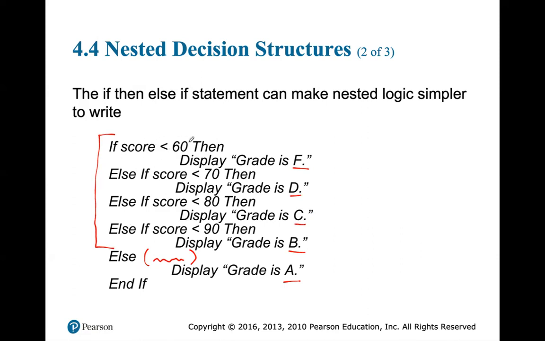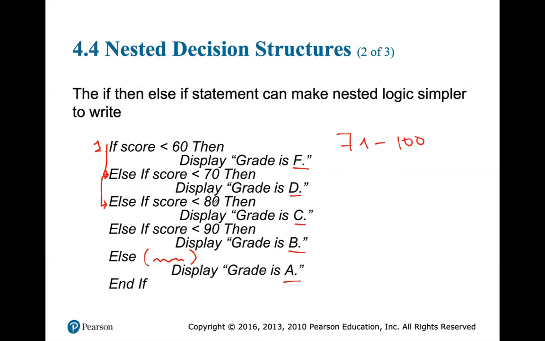So how this works, we're going to check the first one, if score is less than 60. Now, if our score is not less than 60, we're going to move on to our next else if. So this is going to be the first thing we check. If our score is not less than 60, we're going to move on to the next one right here. Then we're going to check if our score is less than 70. If it's not less than 70, that means it's greater than 70, so it's in a range from 71 to 100, right? So we're going to move on to the next one, and check if the score is less than 80.